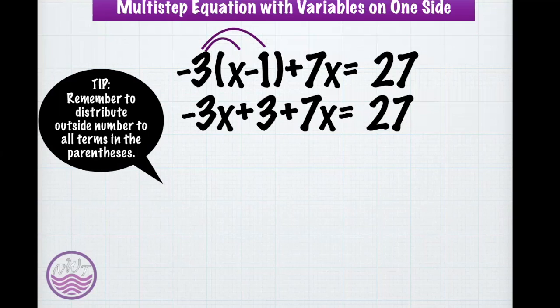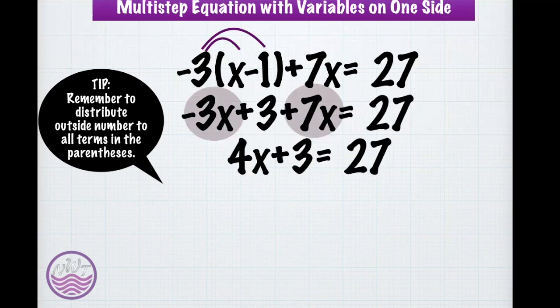From this point, I cannot do any more distributing. So I'm going to look at combining like terms. Like terms are those that have the same variable. Right off the bat, I see that -3x and 7x both have an x. So I know that they're alike and I can combine them to get 4x, and then the 3 and the 27 will both come down. Now this looks just like our previous video where we have two-step equations.